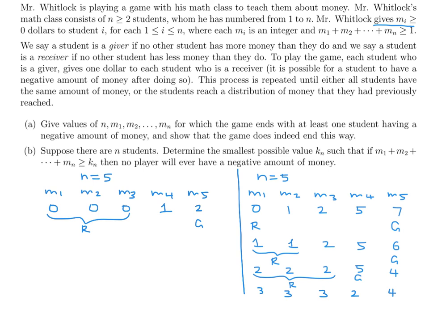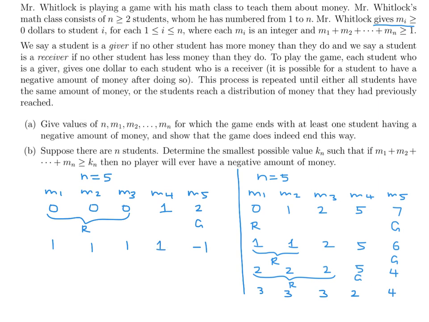The giver gives $1 to each of the receivers. So this is 1 now, this is 1, this is 1. He's given away $3, so now he's down to negative 1. Because remember, it is possible to have a negative amount of money. And this guy stays at 1.